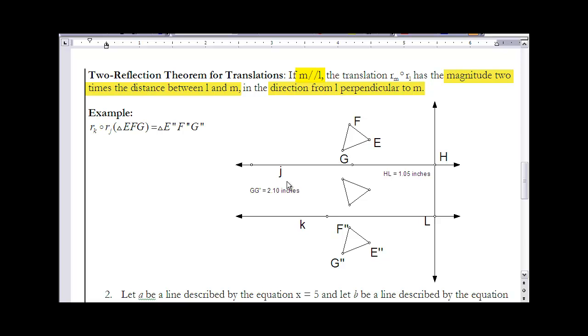Okay? It also tells us, the last part here, that the direction of that translation will be a ray going in the direction from the first line of reflection, in this case J, towards the second line of reflection, in this case K. If I were to take, say, F, I can draw a ray from F through F double prime. And that ray will give me the direction of that translation. So we could write that as the ray F double prime.